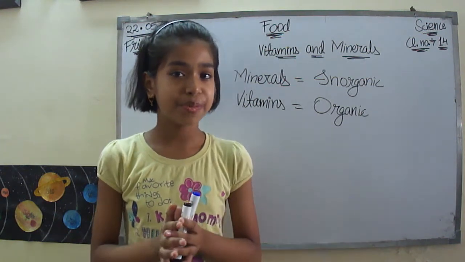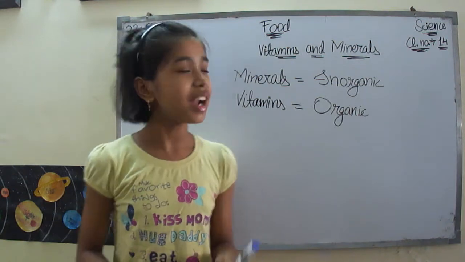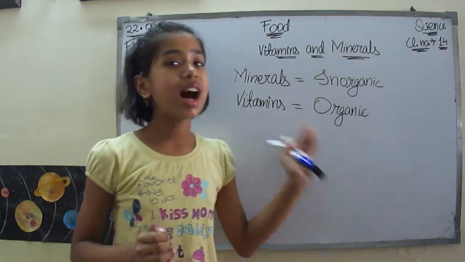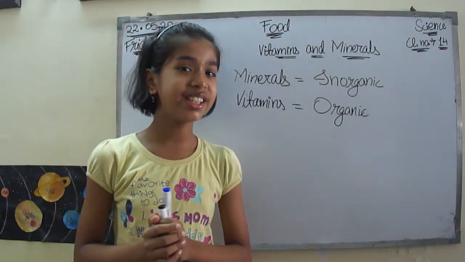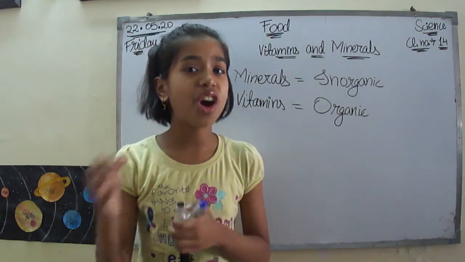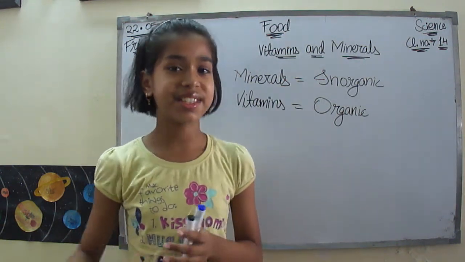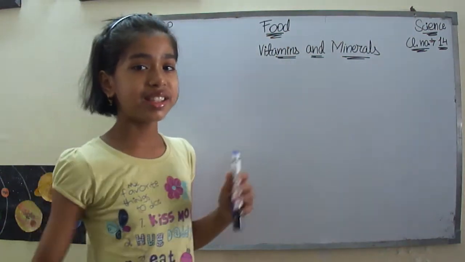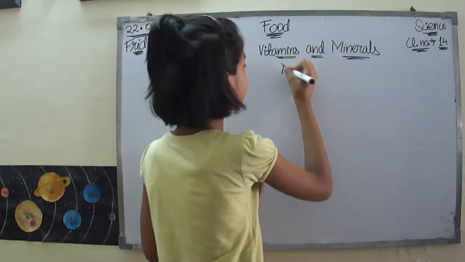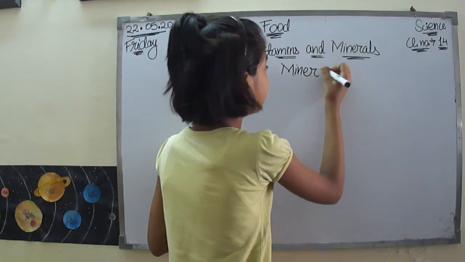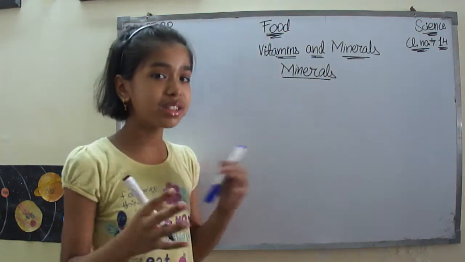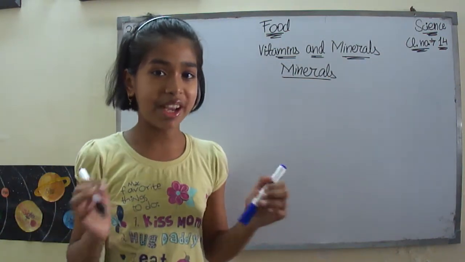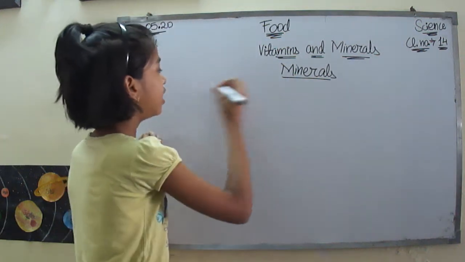So I think this is clear to you. What is the main difference? The main difference is that minerals are inorganic compounds and vitamins are organic compounds, right? Let's move on. Let's talk about the minerals first. Now you will be surprised to know that there are so many minerals. I am going to tell you 7 of them, right?